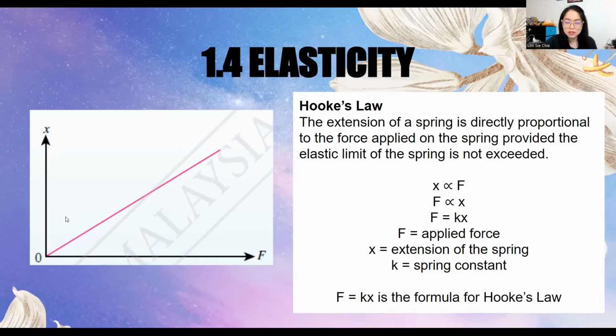Now, if you look at this graph, the graph that starts from 0 means directly proportional, right? So this graph shows that x is directly proportional to f. But beyond this point, when the graph exceeds the elastic limit, you will have a curve after that. That is what happens if the spring or the object exceeds the elastic limit.